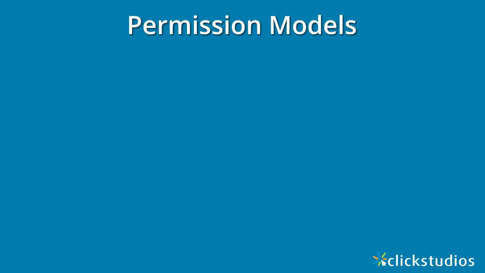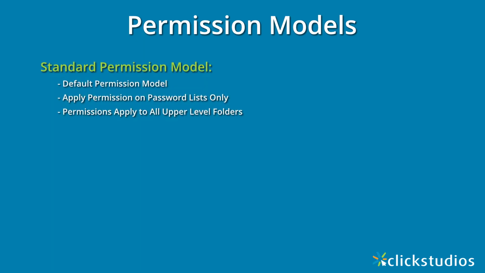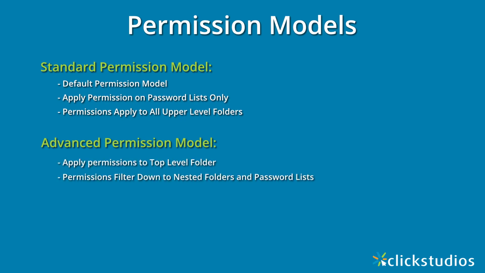Passwordstate has two permission models, Standard and Advanced. The Standard permission model is the default option when you first install Passwordstate, and it requires you to set permissions directly on password lists. These permissions will then automatically accumulate and apply to any upper level folder if there are any. The Advanced permission model instead allows you to set permissions on the top level folder, and those permissions will filter down to any nested folder or password list.